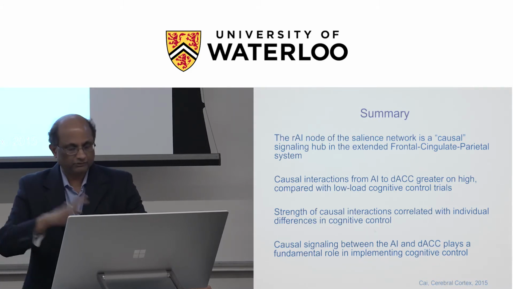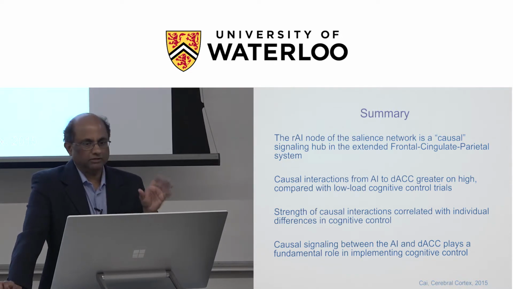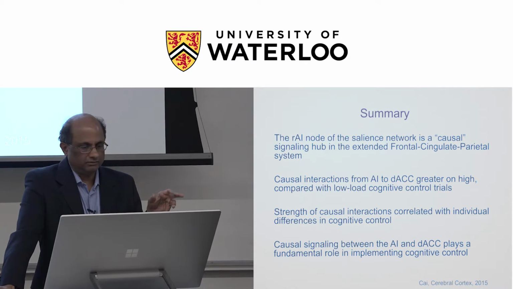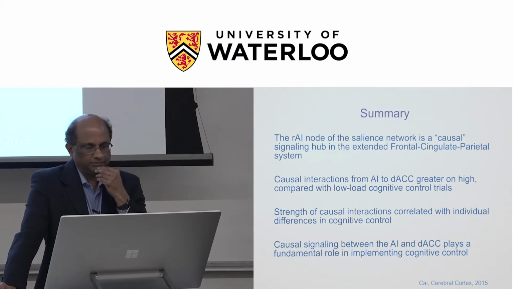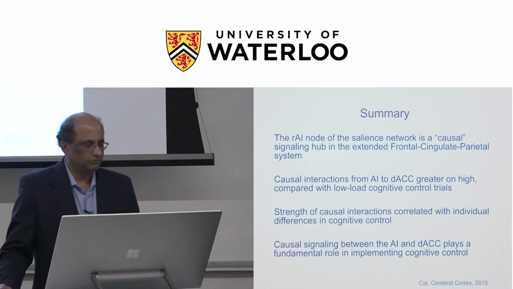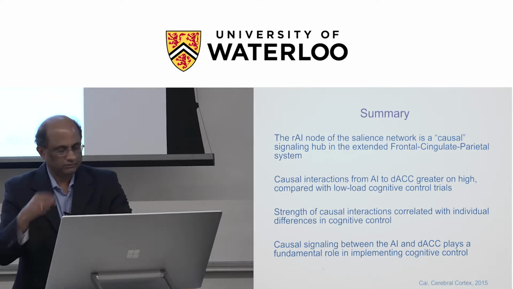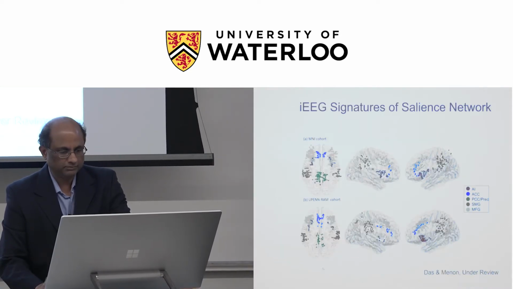So the summary of this part of the study is that the right anterior insula in particular acts as a causal signaling hub to the extended frontal control system, mainly the frontoparietal network. It's also sensitive to the load conditions. It's related to behavior. And we think that these are some pieces of evidence that suggest that the system plays an important role in implementing cognitive control. And we have other studies.